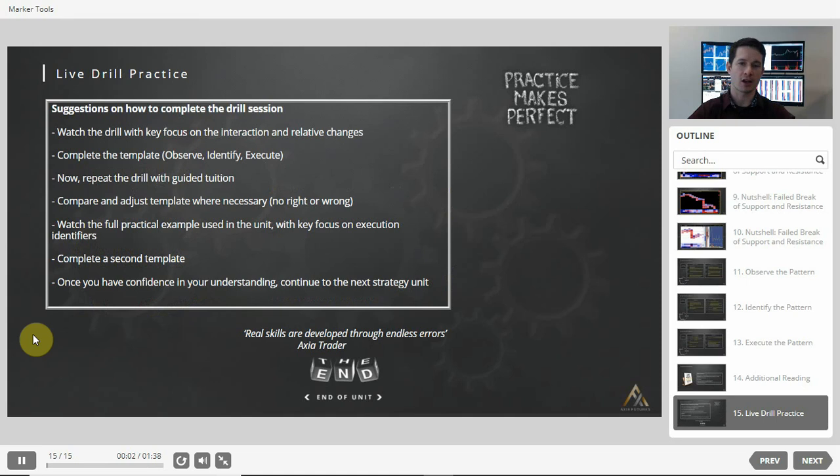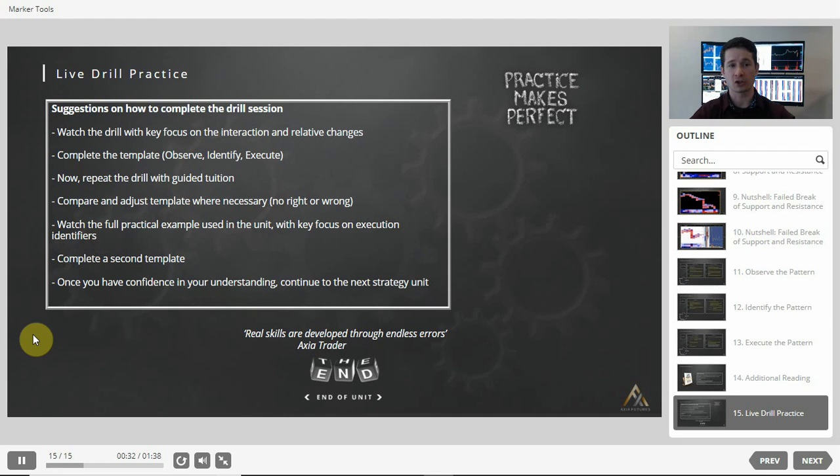Okay, just like the last 2 units, obviously, we've got our drill session. Go through the drill, watch the entire drill, make some notes while you're watching through it, some key observations. Once you've watched the entire drill on its own, do go and fill out a template, okay? Again, you're going to be tempted to go watch the guided tuition straight away. Don't do that. It's really going to be far more helpful if you try and learn through your own attempt rather than just going straight to the guided tuition.